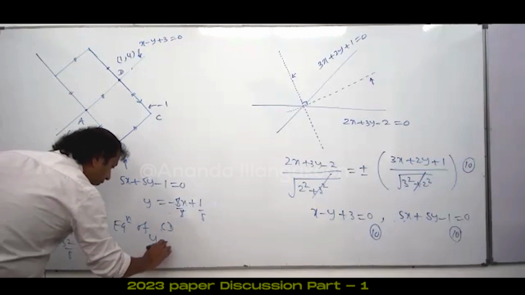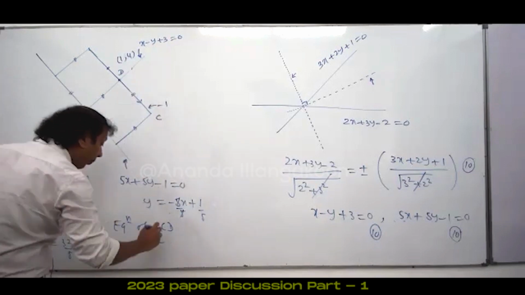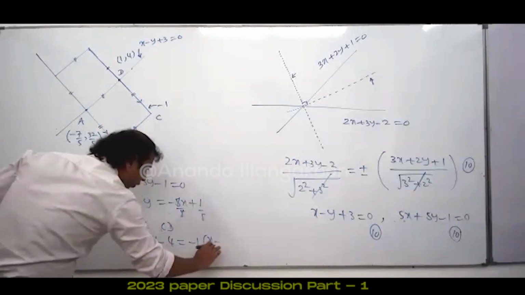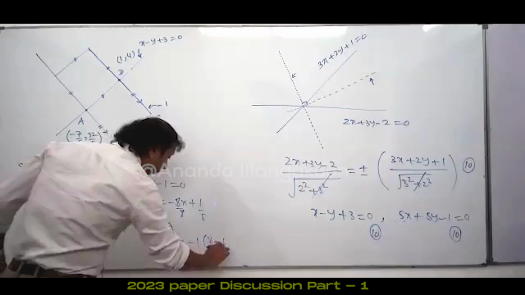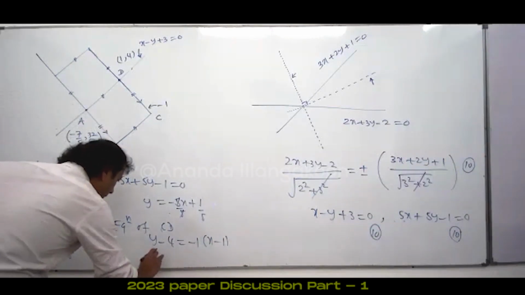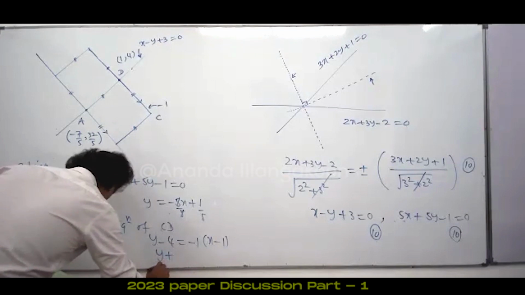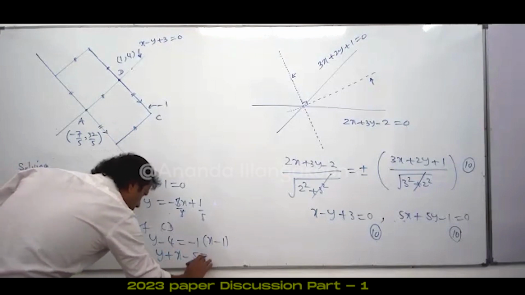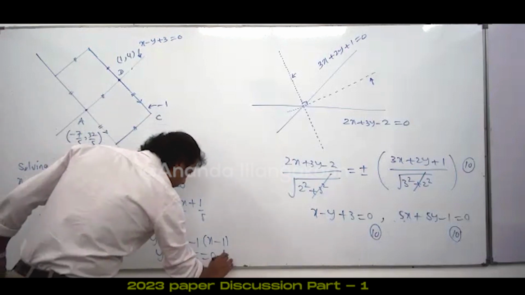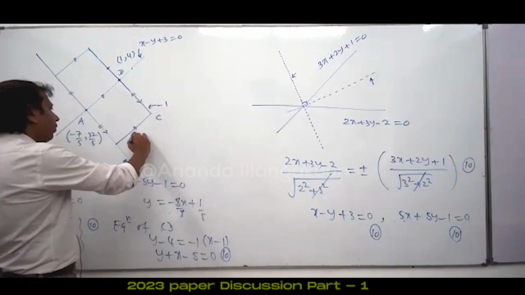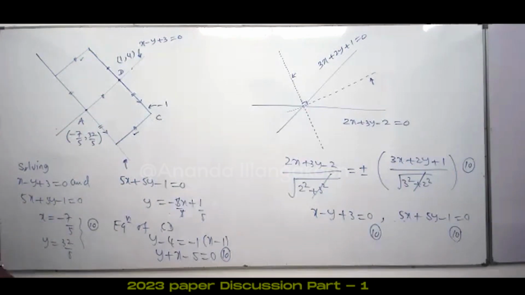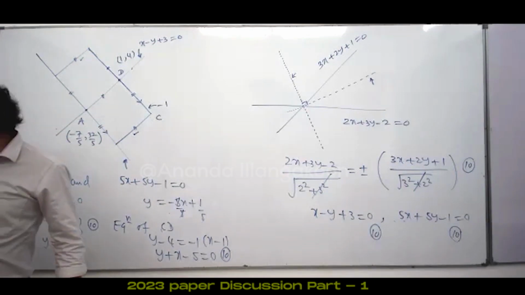Y minus y naught, y naught is this 4, equals gradient, which is minus 1, no? Simplifying this, you get the equation of CD as y plus x minus 5 equals 0. For this 10 marks coming. And the two sides we have, this side and this side. Let's see how to find that equation.